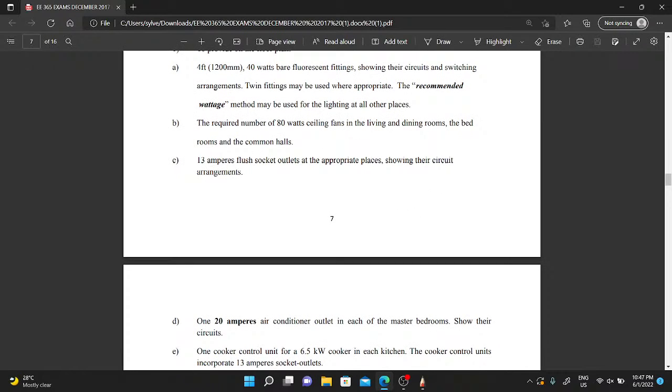Okay, please. So the fans, we are supposed to provide for the living and dining room and the bedroom. So it means the normal bedrooms are part.